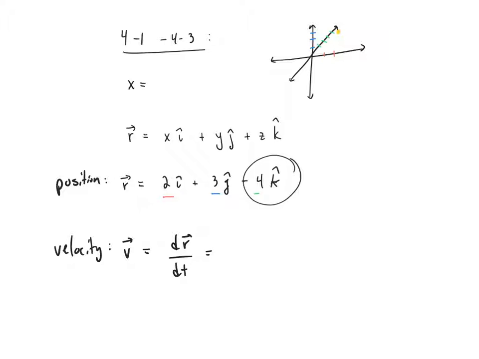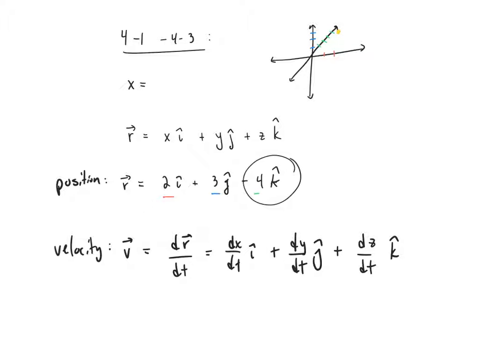It means simply I'm taking the derivative of each part. Now, these are all constants, so obviously those are positions. They're not going to get a derivative from them. Right? They're just going to become zeros if you were to do it. But generally speaking, it looks like this: dx/dt i plus dy/dt j plus dz/dt k.